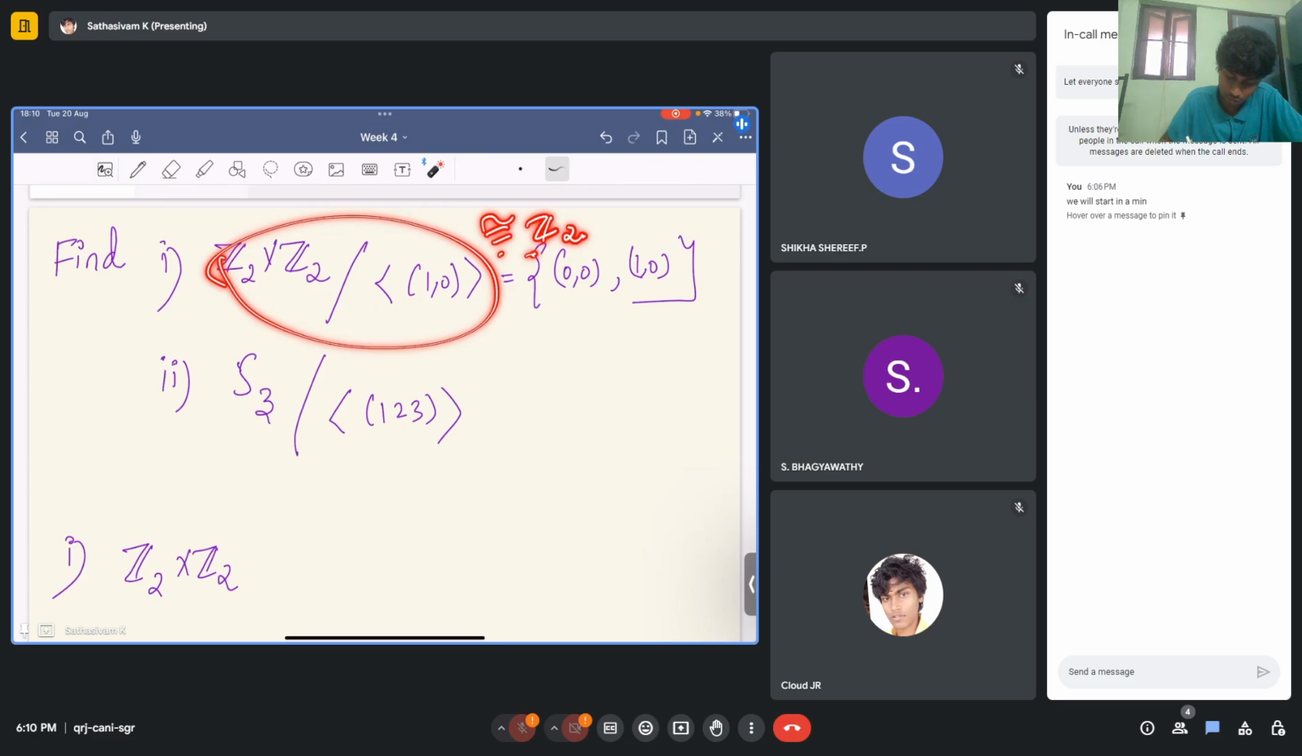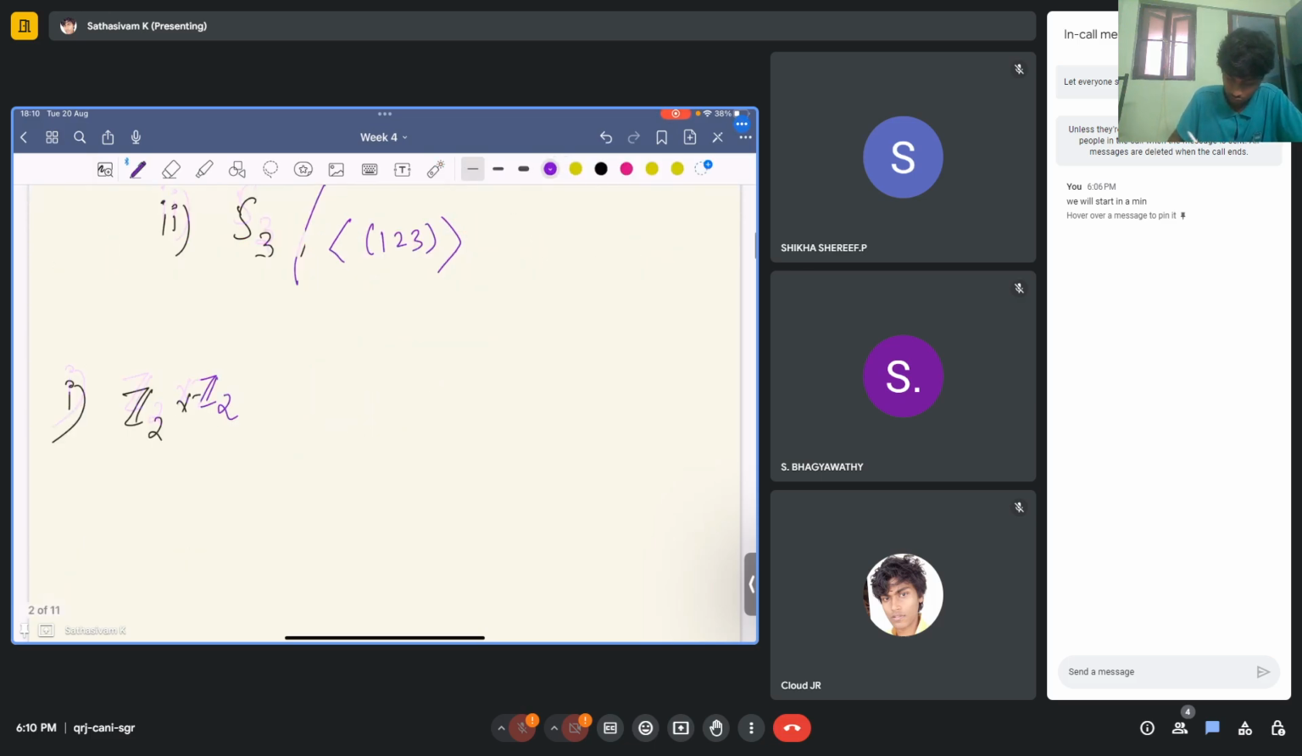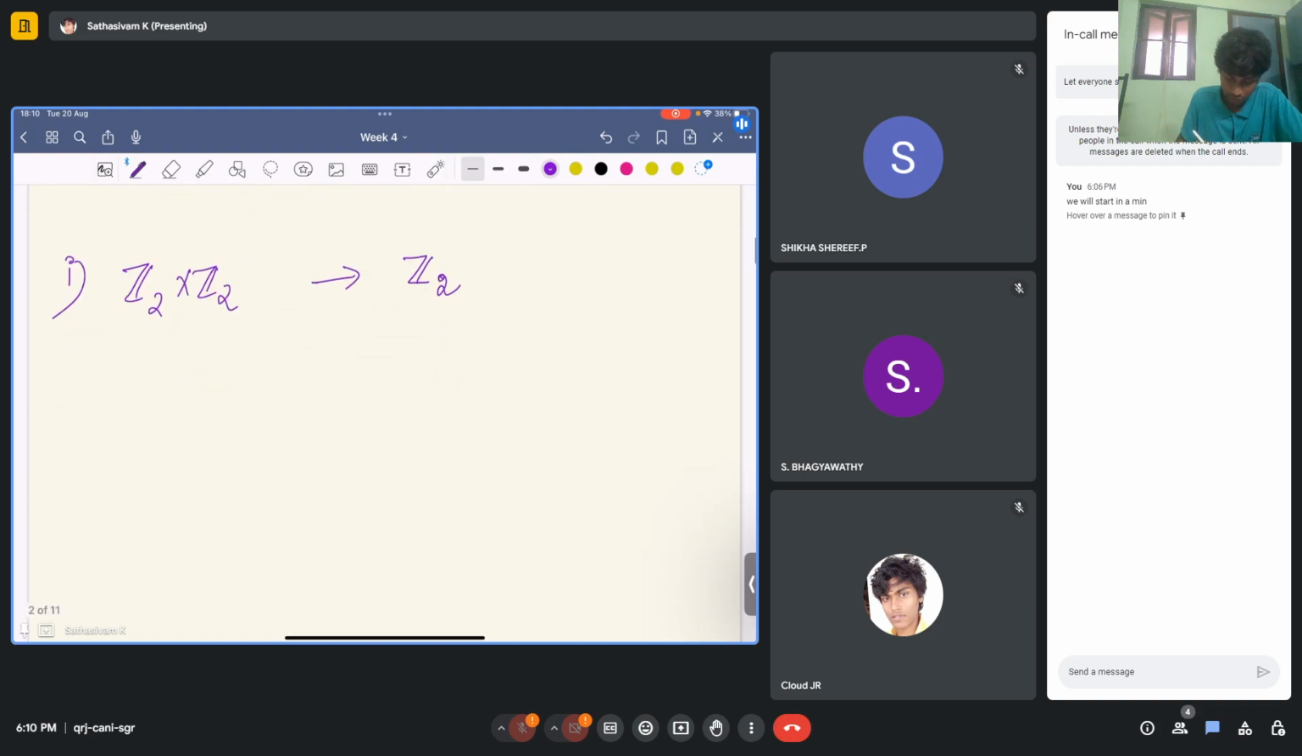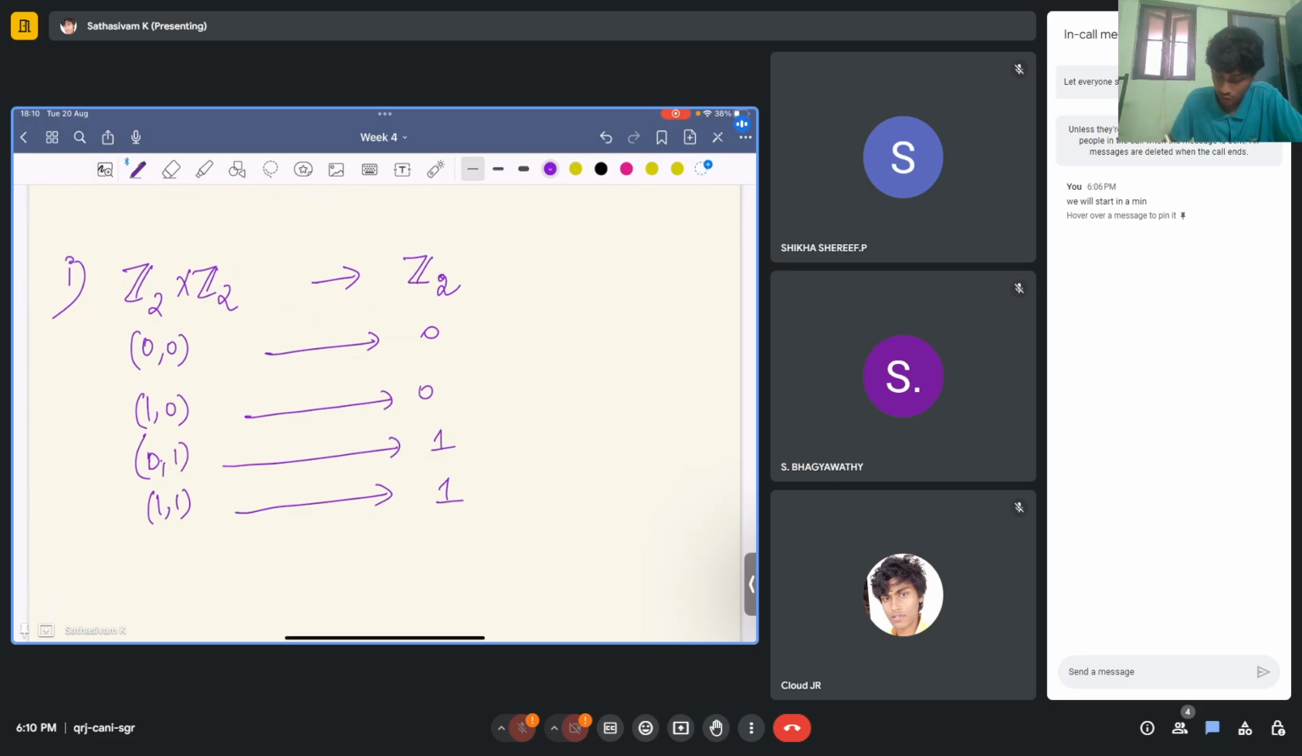Okay, so isomorphism means you have to give a map, right? Now from here I'm giving a map to Z2. How am I giving it? If you look here, there are 4 elements. You have (0, 0), and I'm mapping this to 0. We have (1, 0), and I'm mapping this also to 0. We have (0, 1), and I'm mapping this element to 1. And we have (1, 1), which I also map to 1. Now you can verify this is actually a homomorphism.